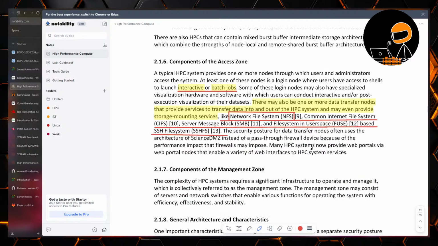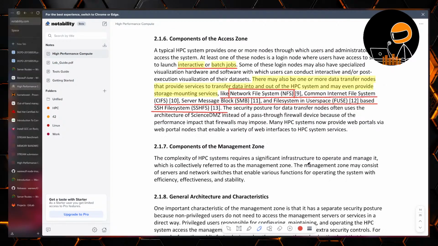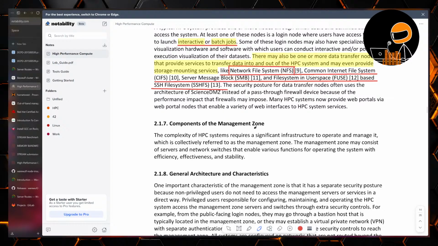All right, many HPC systems now provide web portals via web portal nodes that enable a variety of interfaces to HPC system services. Components of the management zone. The complexity of HPC systems requires a significant infrastructure to operate and manage it, which is collectively referred to as the management zone. The management zone may consist of servers and network switches that enable various functions for operating the system with efficiency, effectiveness, and stability.